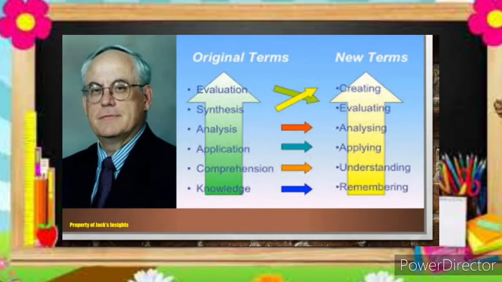The two prominent changes are: A, changing the names of the six subdivisions from nouns to verbs, and B, slightly rearranging the order. As you can see, there are changes. In the original version, the categories are stated as nouns, and now in its new version, they are stated in verb form, and there are a few changes in the order.